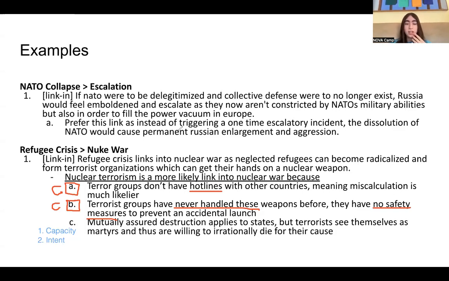So yes, really good. And for this third one, for C, is this capacity or intent? Intent. Why? Because their intent is their cause, and this is describing how they do it. Yeah. Their intent is that they don't care about mutually assured destruction, but states do. So they don't have the intent of causing a nuclear war.